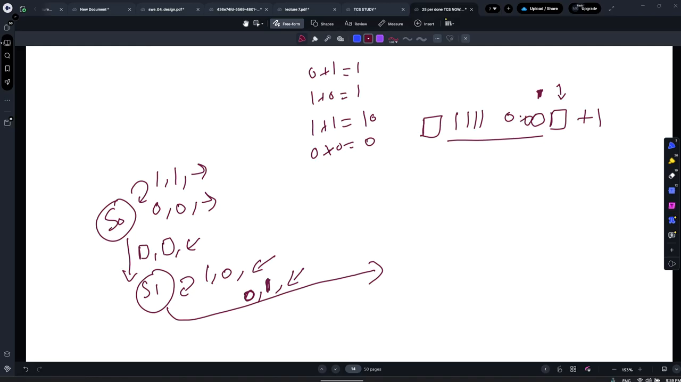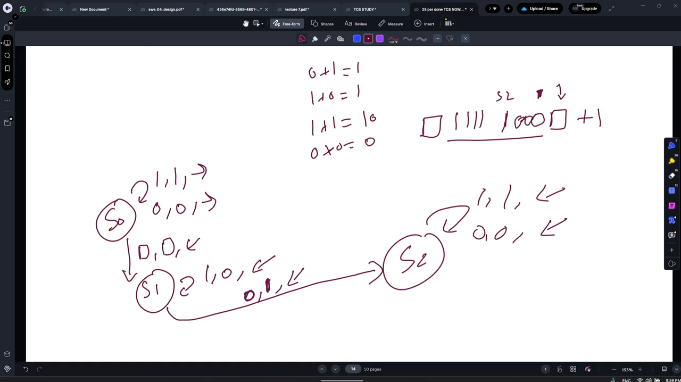This one is also 0, and this 0 becomes 1, and S2. So this 0 became 1 and it went to S2. After going to S2, it kept all of the ones the same and kept going left, and all of the zeros the same. For example, it kept all of the ones the same, and keeps going left like this. Zeros are also untouched and it keeps going left.